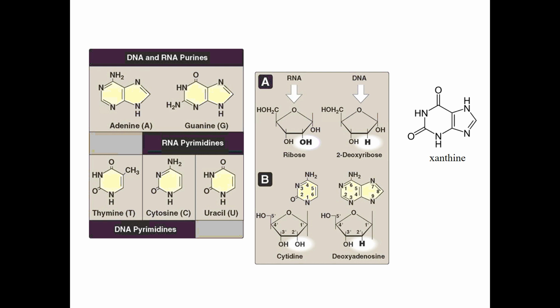When the nitrogenous base is combined with a sugar, that sugar will be either ribose or deoxyribose. The nitrogenous base plus a sugar forms a nucleoside, and each nucleoside has a name. This is the nucleoside with a ribose and the nitrogenous base cytosine. This is called cytidine. This is the nucleoside with adenine for the nitrogenous base and deoxyribose for the sugar, forming deoxyadenosine.